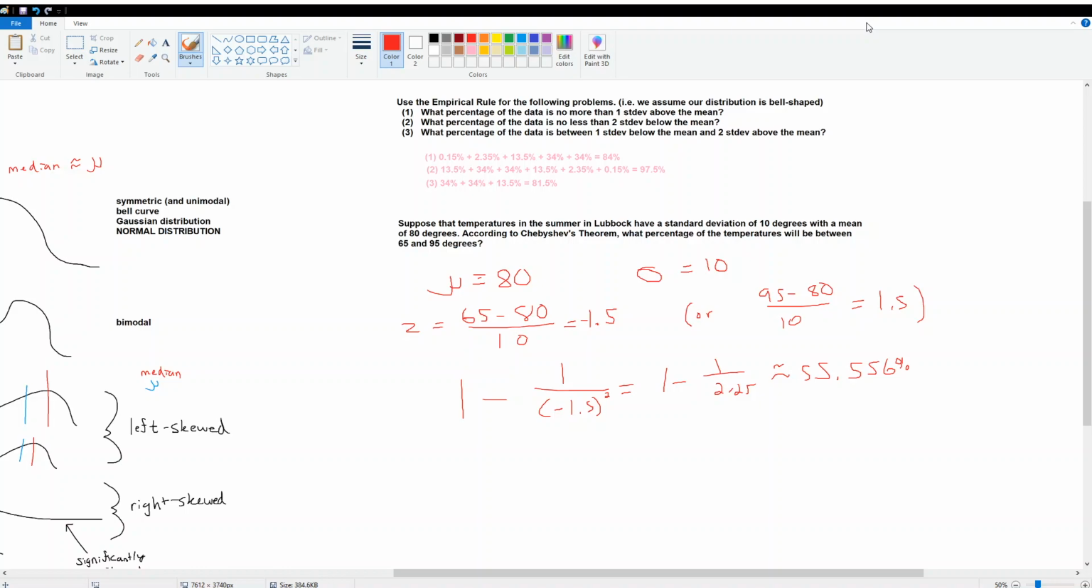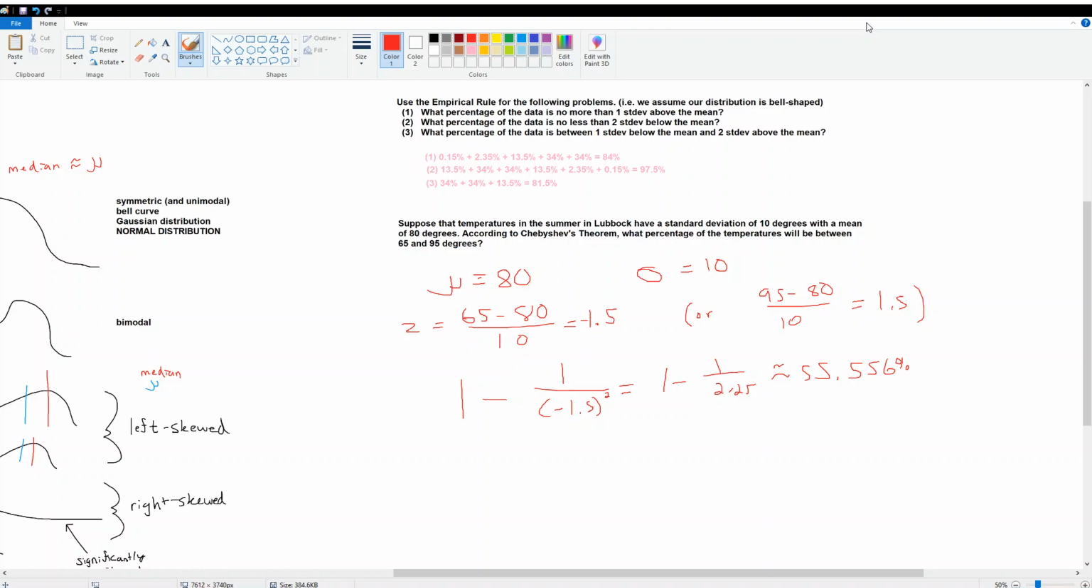And so Chebyshev's theorem tells us even if we don't know the distribution of the temperatures, a majority of them should be between 65 and 95 degrees. Now you might say, that's a pile of nonsense. It's going to be more than that. That depends on the month and what it's looking like, say, with El Niño or La Niña.